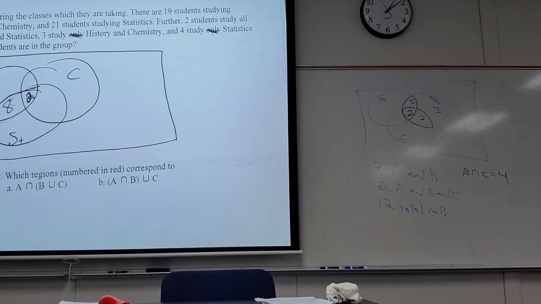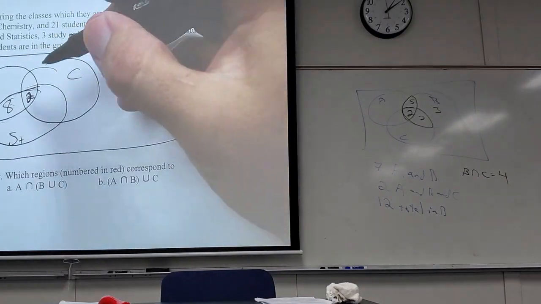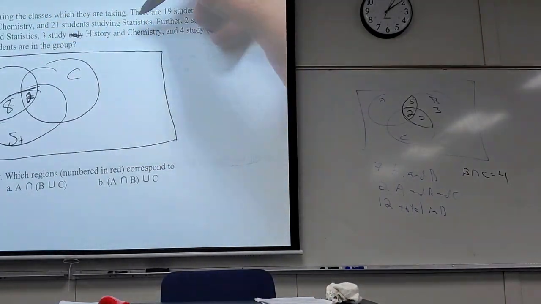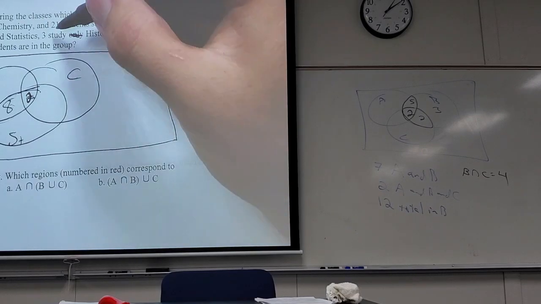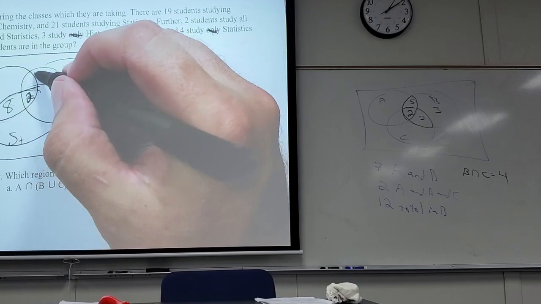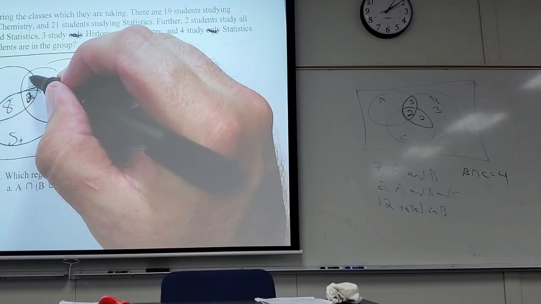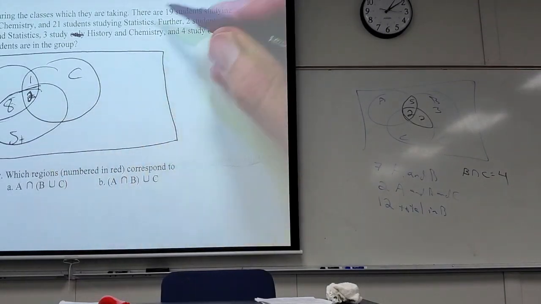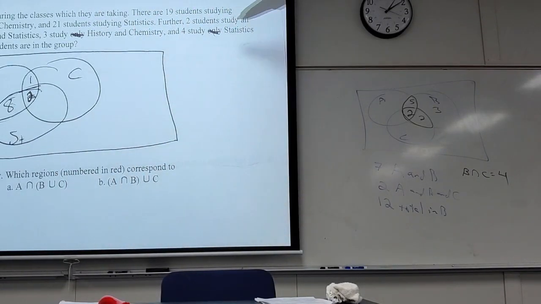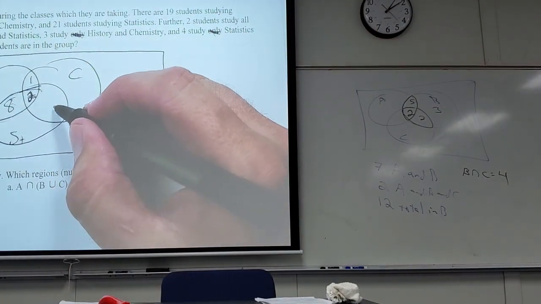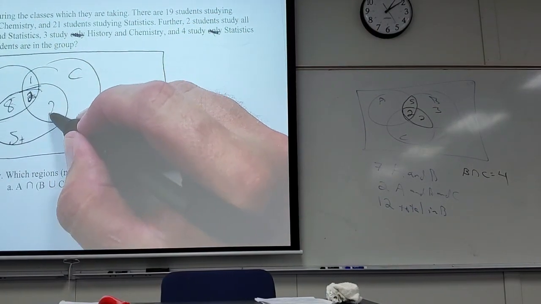So see what I mean by you start in the middle and you spiral out. Now pick another intersection. What about history? What's next here? History and chemistry. Three study history and chemistry, so how many total should be here? Three, so of course here I put 1. And what about statistics and chemistry? Four study stats and chemistry, there's already 2 there, so how many should be here? 2.